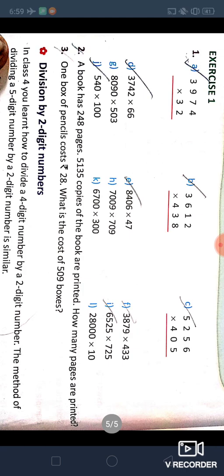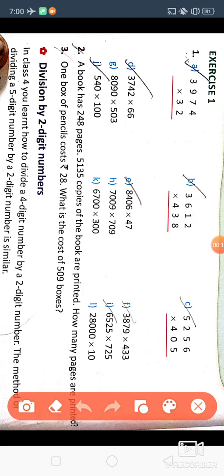So, in chapter 3, exercise 1, we have discussed question number 1 or 2 questions already, and such type of questions you can do on your own also, because this is only multiplication. Now, come to question number 2 and 3, that is statement questions.